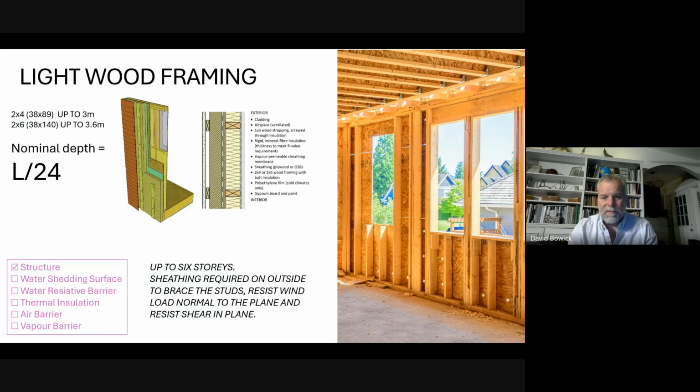We can use wood studs up to 6 stories. Here's the thing. We rely on the exterior wall to resist lateral loads in our building. The diaphragm keeps it square in plan. The perimeter walls keep it square in elevation. Those are shear walls. That wall needs the sheathing on the outside to be able to resist lateral loads. If we take the sheathing off, it'll simply collapse. So we rely on the sheathing on the outside to resist lateral loads.